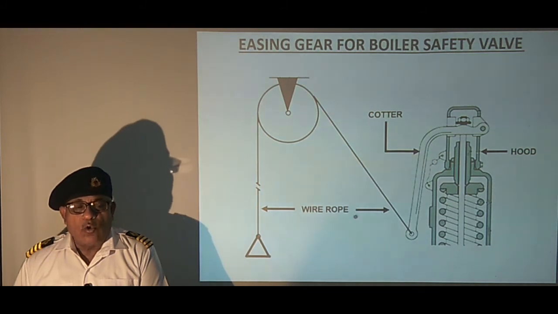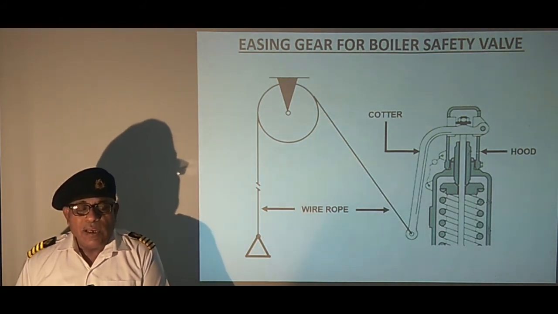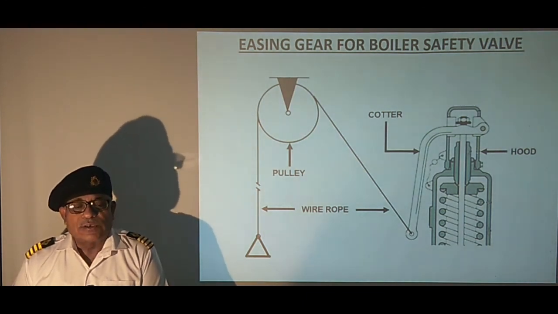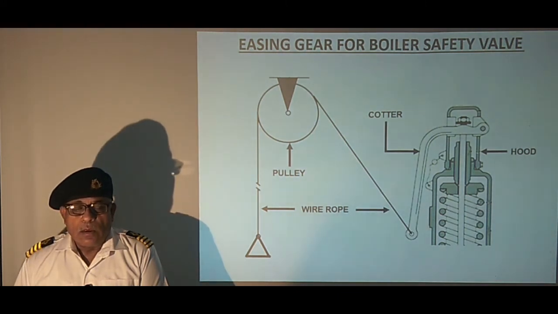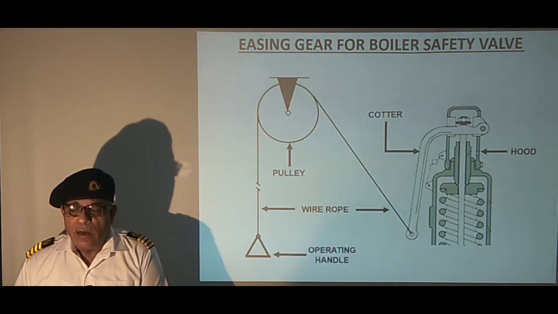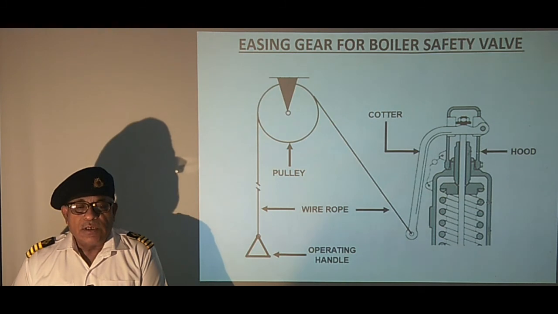Then we have wire ropes. Free end of the quarter is attached with a wire rope which passes over a pulley as shown over here, fixed above the safety valve as shown in the sketch. Then we have an operating handle. Free end of the wire rope is fitted with an operating handle at a convenient position, which when pulled down operates the safety valve.